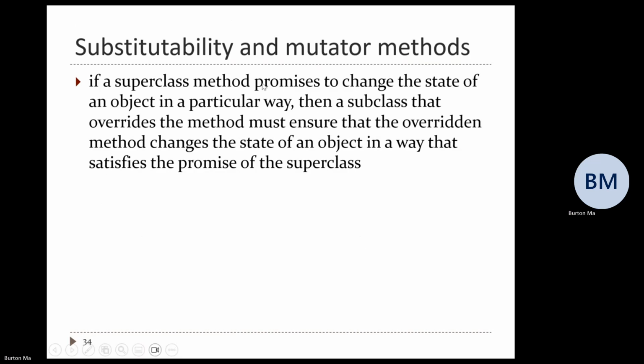And finally, what happens with a mutator method? We have a method that changes the dimensions of the shape, so that one has different post conditions. If a superclass method promises to change the state of an object in a particular way, and your subclass overrides the method, the subclass version of the method must change the state of the object in a way that satisfies the promises of the superclass.